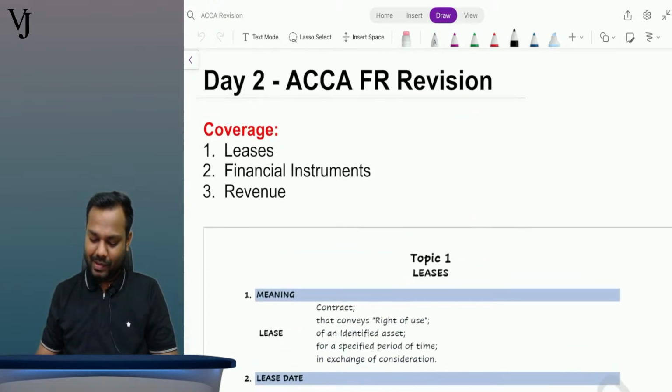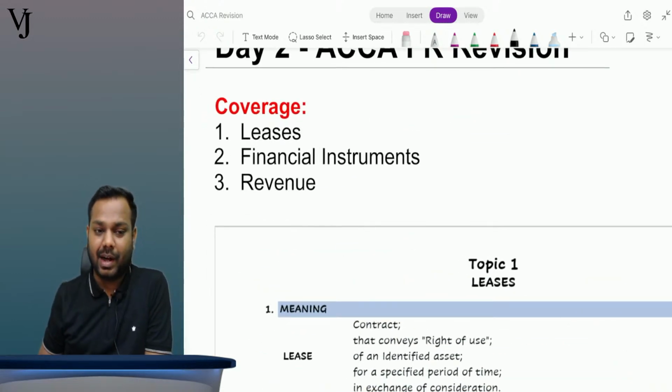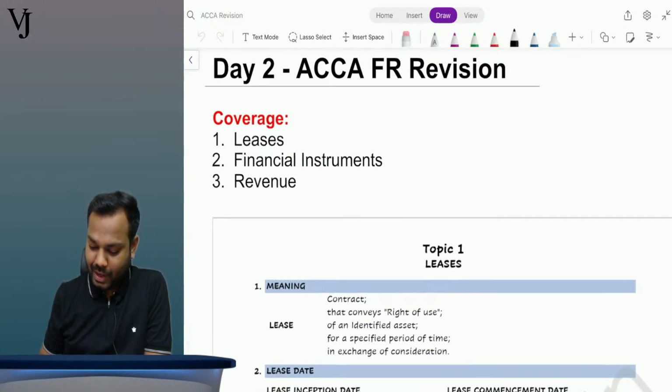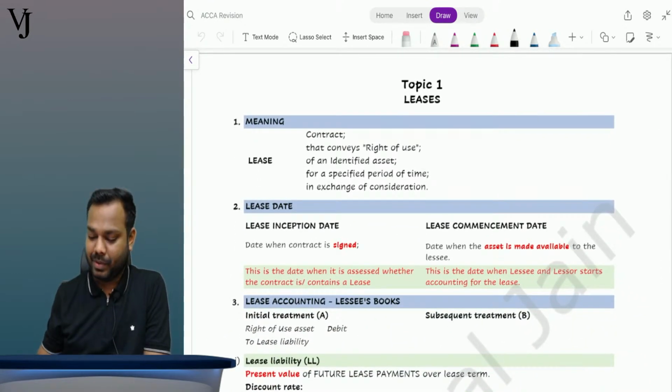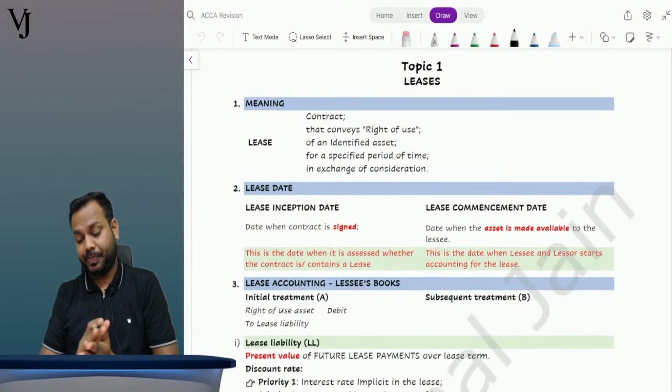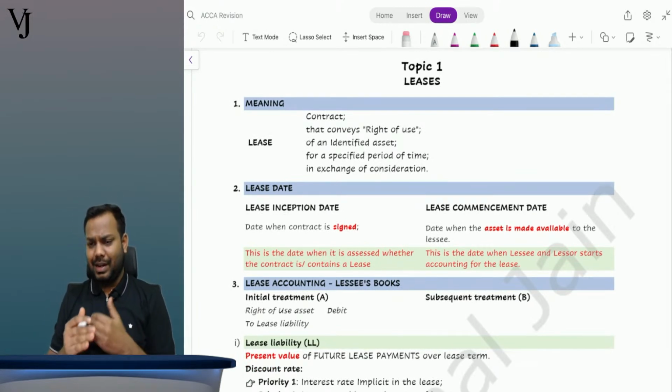So today we'll be discussing three chapters, particularly leases, financial instruments, and revenue. This is the day two of the ACCA financial reporting revision session. So, first of all, we start with the leases.